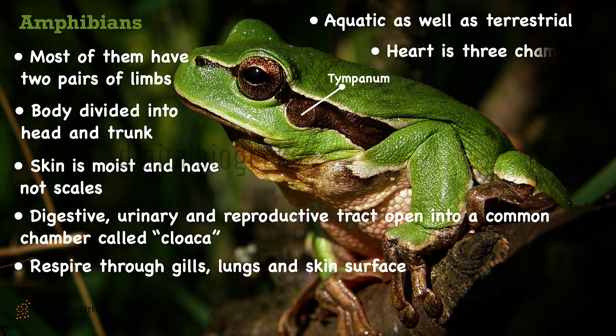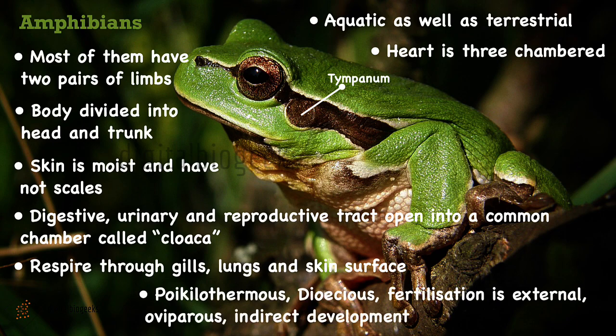They can respire through gills, lungs and also through the surface of the skin. Heart is 3-chambered with 2 auricles and 1 ventricle. They are cold-blooded or poikilothermous animals and the sexes are separate. They are oviparous animals with indirect development. That means their development involves a larval form.